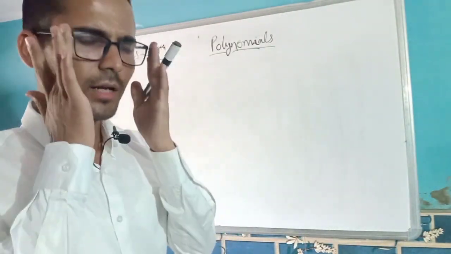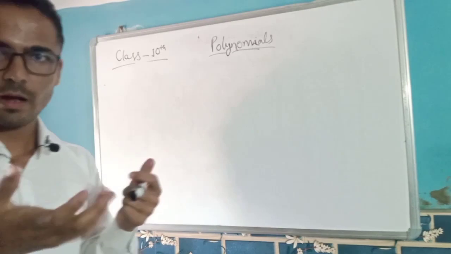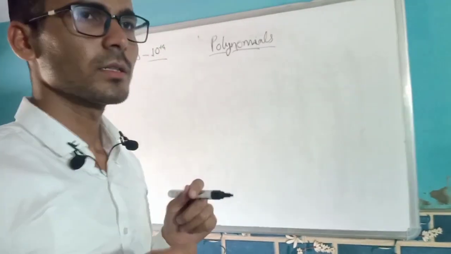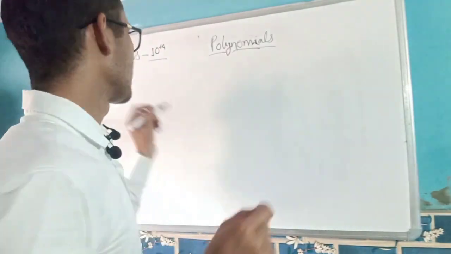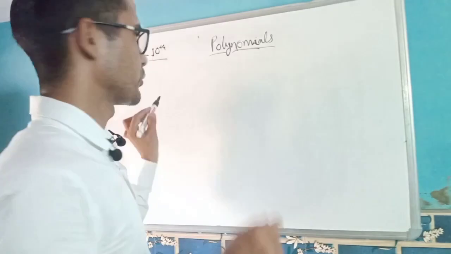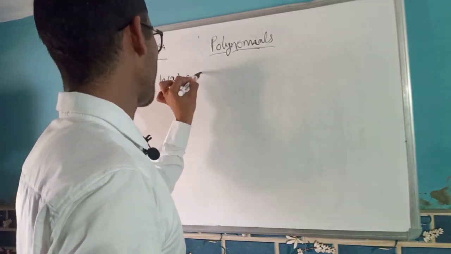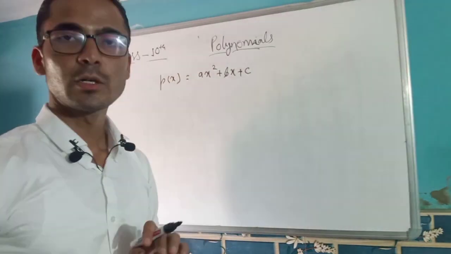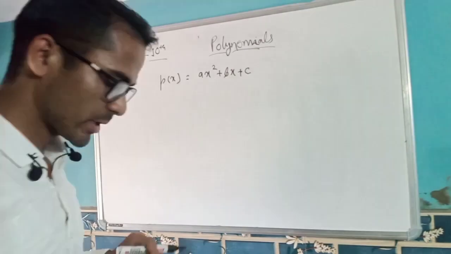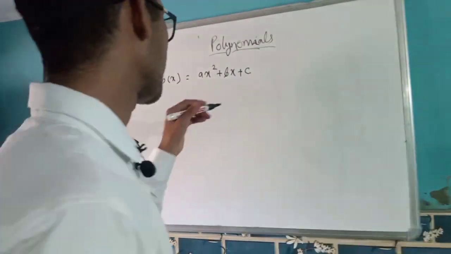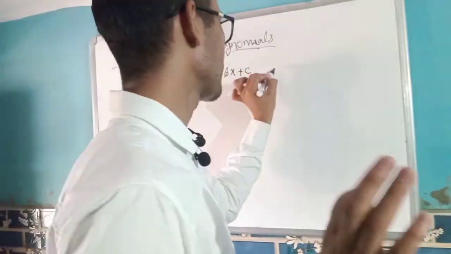Before starting, I'll start with a simple case. I would say that's a polynomial of degree 2, right? Let's say p of x equals ax squared plus bx plus c. It's a 2-degree polynomial. We also call it a quadratic polynomial. Since it's a quadratic polynomial, a cannot be 0.